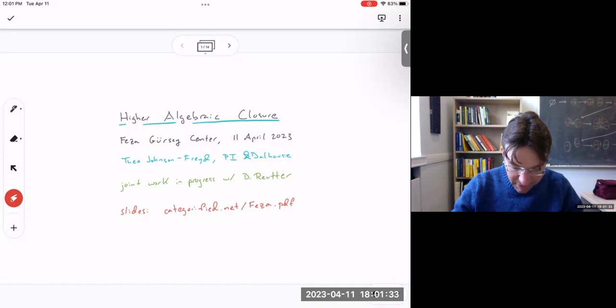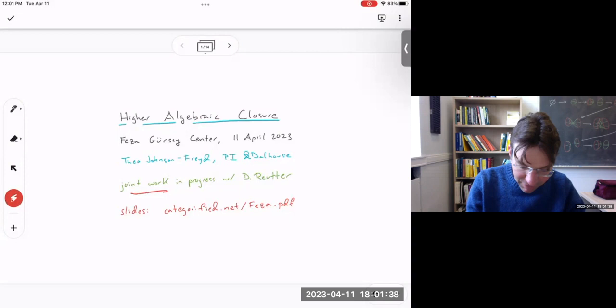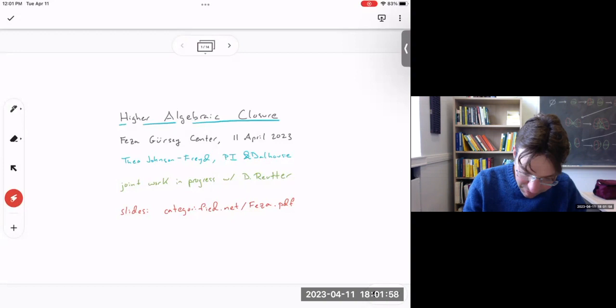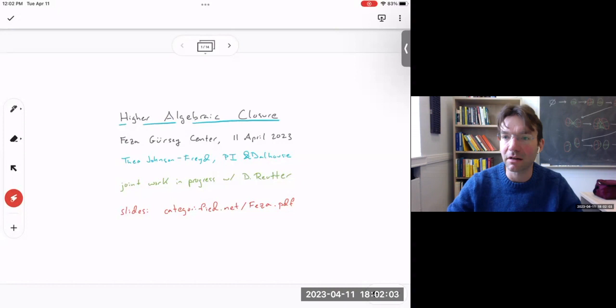Everything in the talk is joint work, and everything in the talk is in progress with David Reuter, who's now at Hamburg University. Nothing's written in an article format yet, but my slides are available on my website, and also lots of other slides with overlapping material are available.